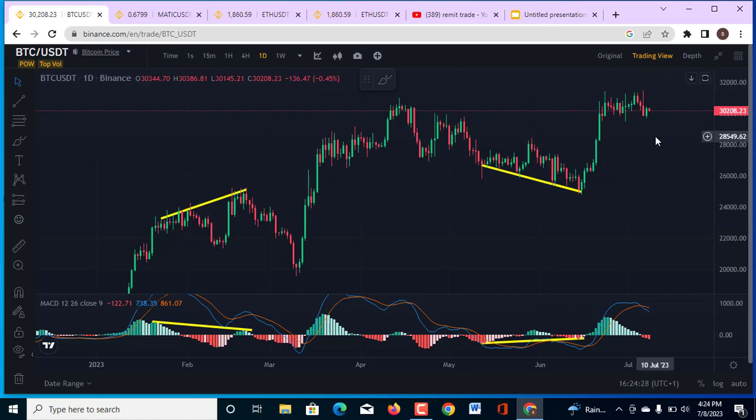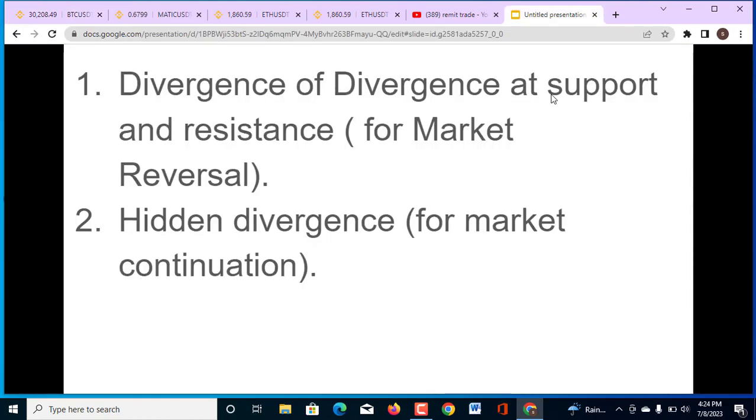In today's video, I'm going to show you two important strategies that you can use to trade divergence. And these two strategies are divergence of divergence at support and resistance for market reversal. This is specifically for lower time frames, and hidden divergence for market continuation. So let's dive right in.